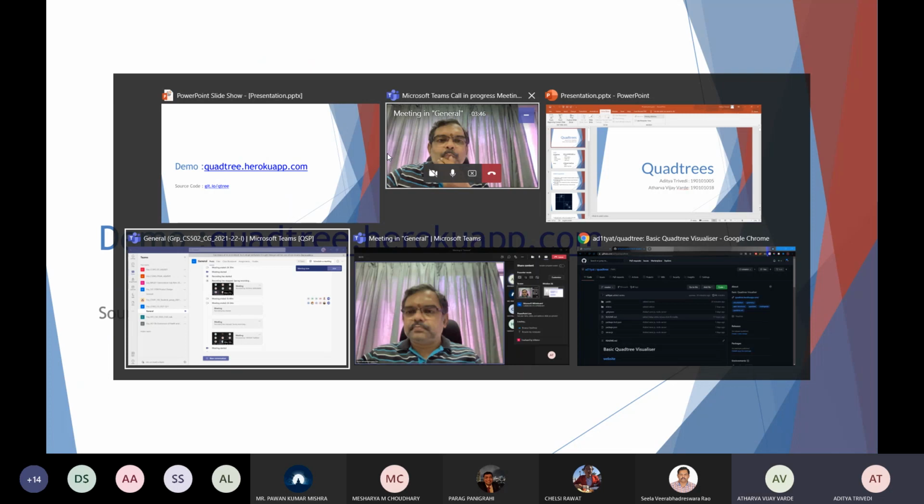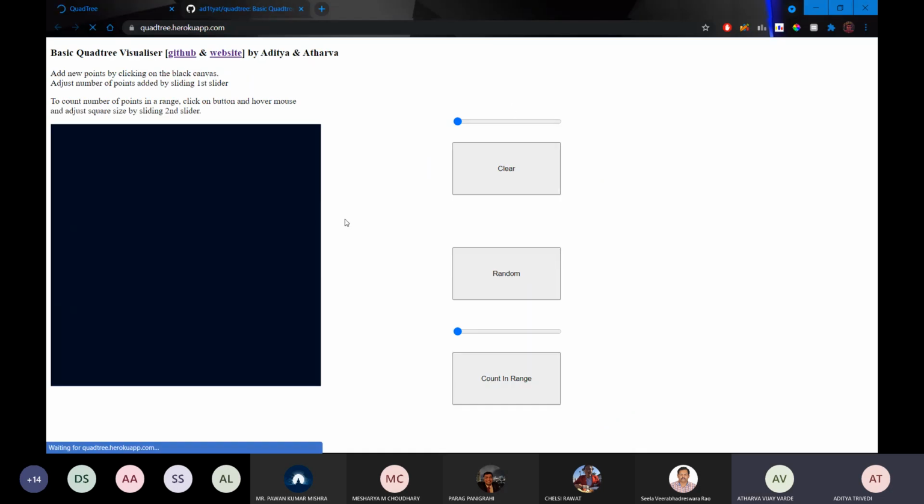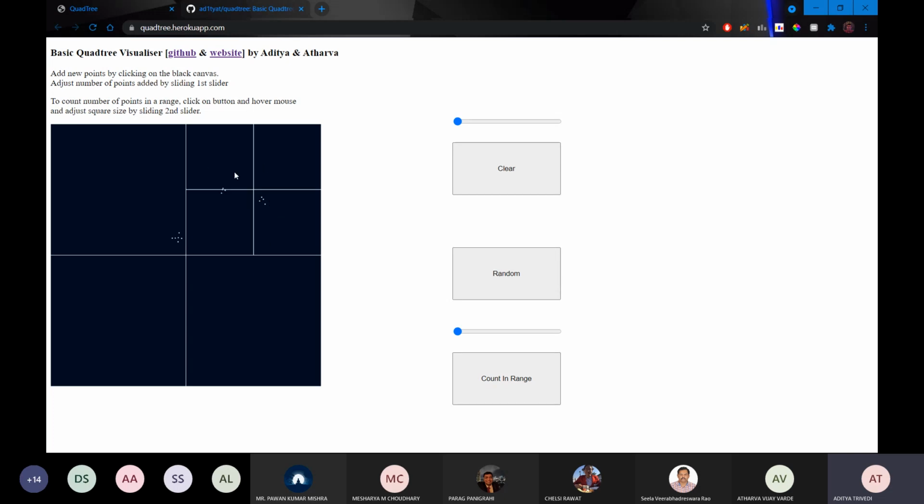Yes. Okay, so I will just show by adding a few points. Currently we just have a root node in our quadtree, and the moment we add a few points, here the interesting property is that if the current node has more than 4 points, it will divide, and if it has less than 4 points, then it will not divide. So here there are just 4 points, so this node has not divided. Now the moment I add more points, it is subdivided into children.